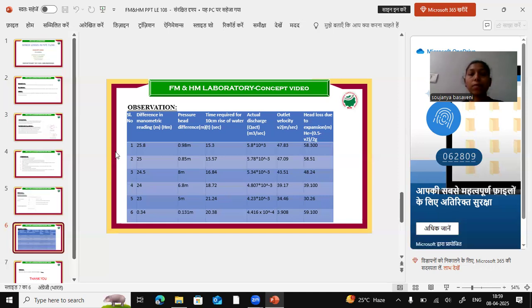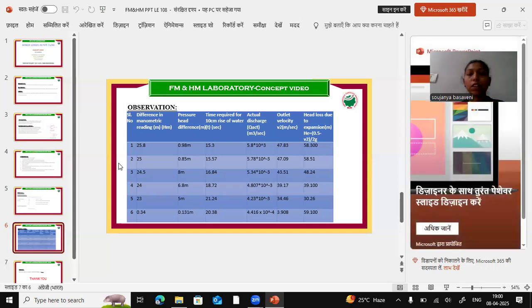58.3. The next difference in manometer reading is 25. The pressure head difference is 0.85 meters. The time required for the 10 centimeter rise is 15.57. The actual discharge is 5.78 into 10 power minus 3. The outlet velocity is 47.09, and the head loss is 58.51.